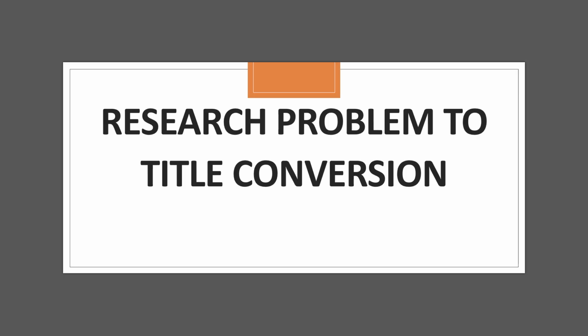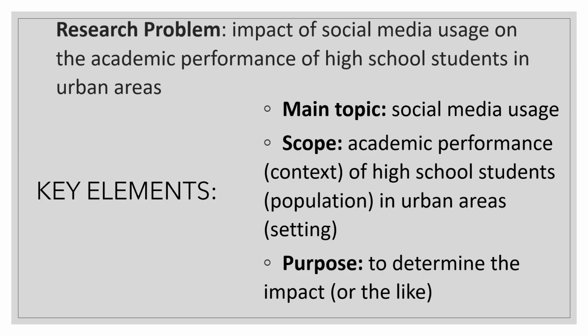Let's take a look at some examples. This is just a simple exercise on converting a research problem into a research title. Here's the problem: the impact of social media usage on the academic performance of high school students in urban areas. Let us first identify the key elements of this problem.